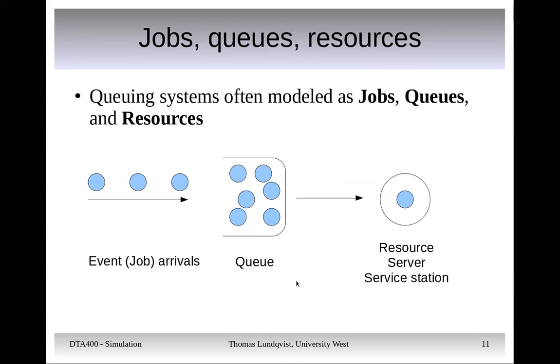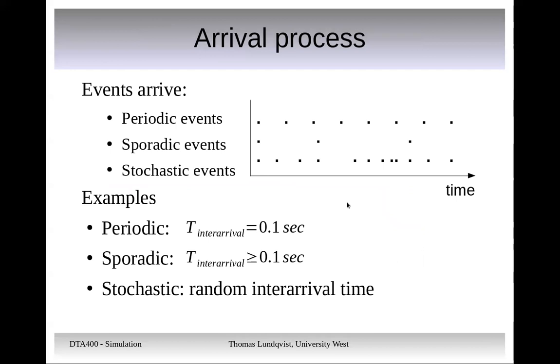So this is a way of modeling things as jobs, queues, and resources. And those concepts you find in most frameworks, like in SimPy. When you program, you typically have resources, queues, and jobs that you work with. So jobs arriving, it's very common to model them in some standard ways. One way of doing it is to have periodic events. You have something to generate jobs with exactly the same inter-arrival time, like equals 0.1 second.